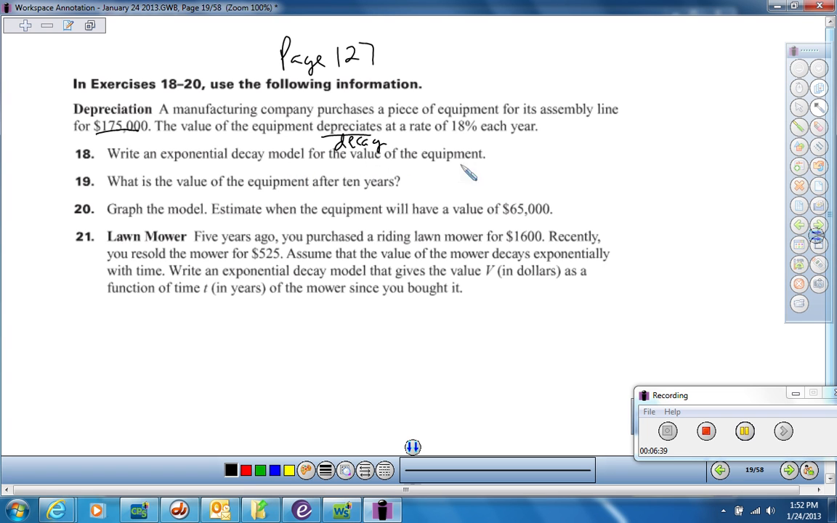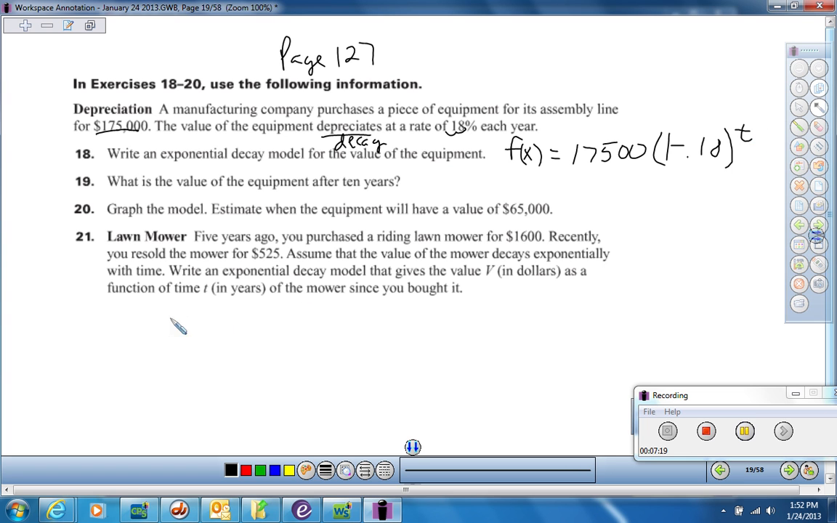Now this right here is what you need to be able to do. So we will say f of x is equal to the original amount, 17500. Then 1, now it's a decay, so we're going to subtract our decimal here. Move it 2 places over, so we get 0.18. And then we'll put t as our variable.